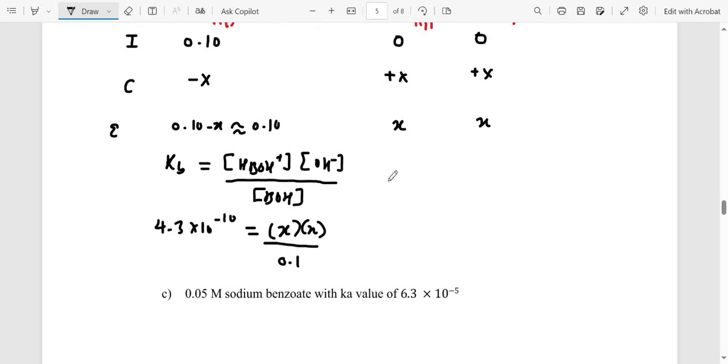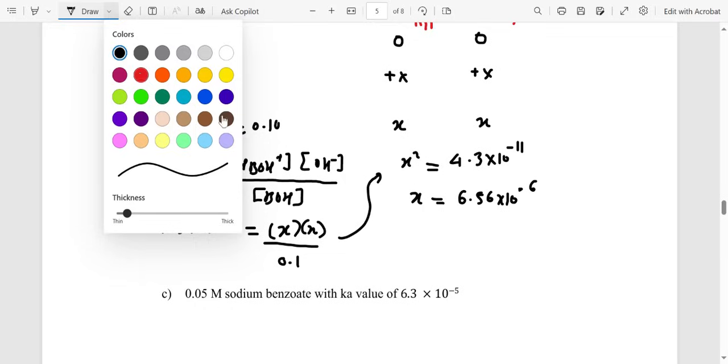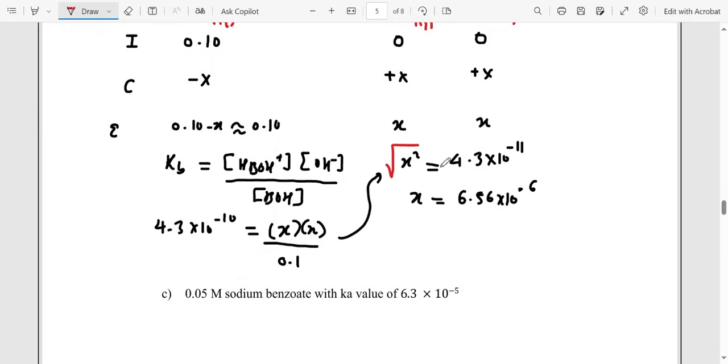So x by x, that is going to be x squared, over 0.1, equal to 4.3 times 10 to the power negative 10. That is going to give us x squared equals 4.3 times 10 to the power negative 11. Square root both sides. x will now give you 6.56 times 10 to the power negative 6. Remember, this one came because of square rooting.